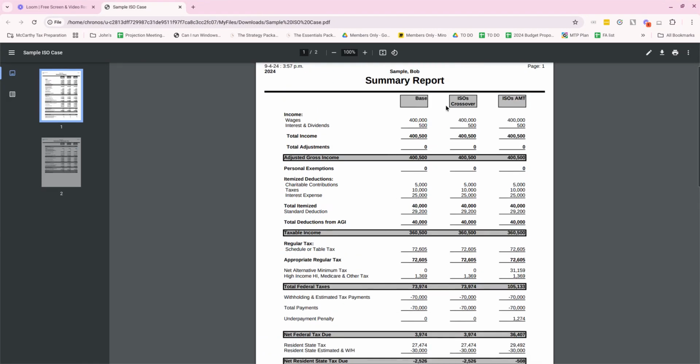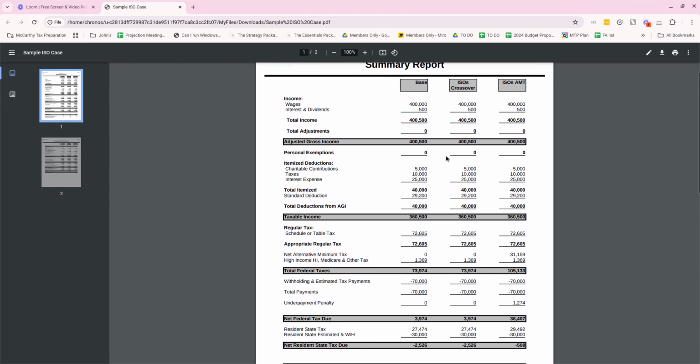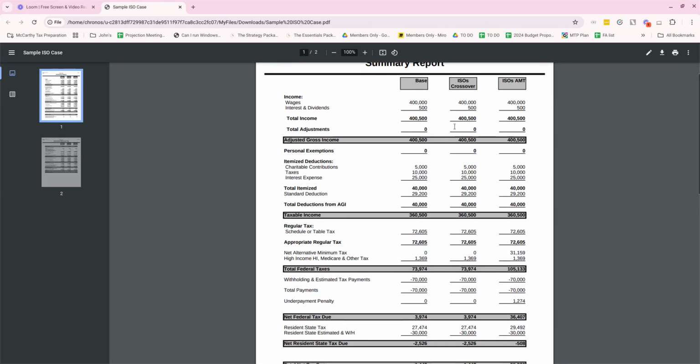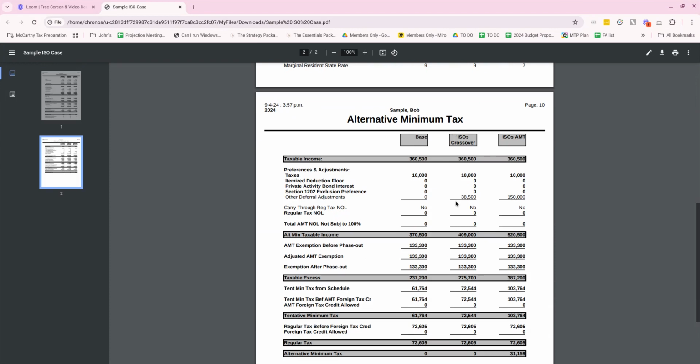When we start thinking about incentive stock options, one of the things we want to look at and try to take advantage of is what we call a crossover point. This is the point at which you can exercise a certain amount of ISOs and not be subject to any additional alternative minimum tax, or AMT. So that's the thing we're testing for in this scenario. And we'll come down to the second page and we'll see we can have an adjustment for incentive stock options for AMT purposes of $38,500.